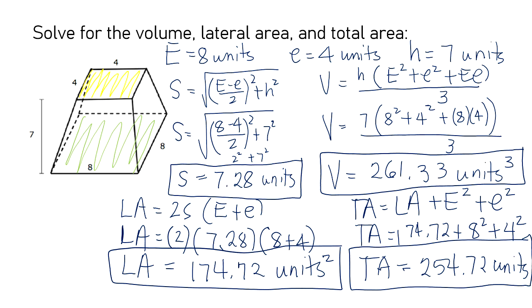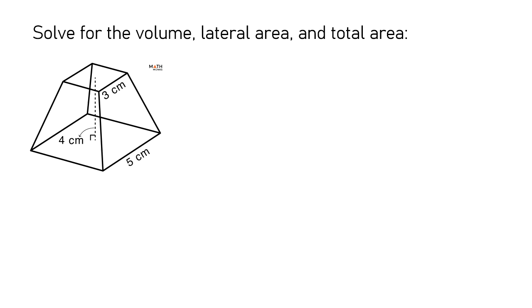Again, for this example, slant height is 7.28 units, volume is 261.33 cubic units, lateral area is 174.72 square units, and total area is 254.72 square units. Now, for the next example, I want you to try this on your own. Solve for the volume, lateral area, and total area.